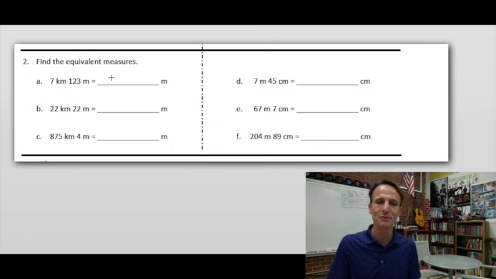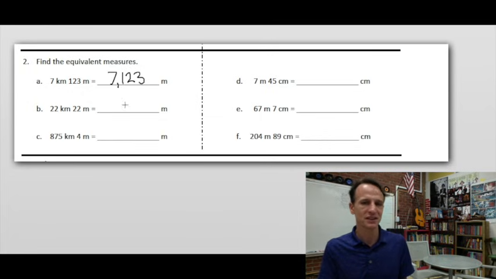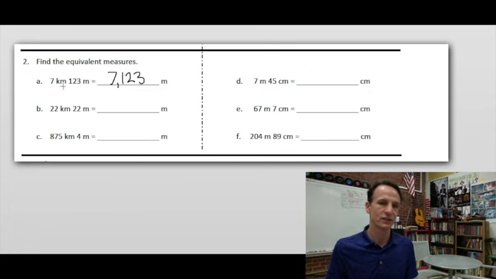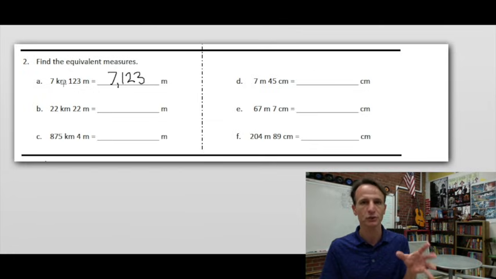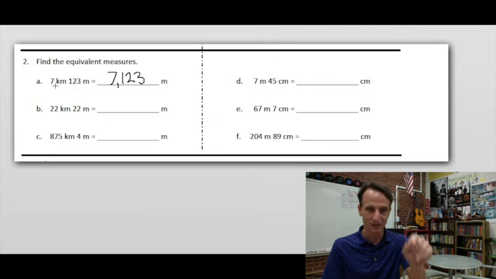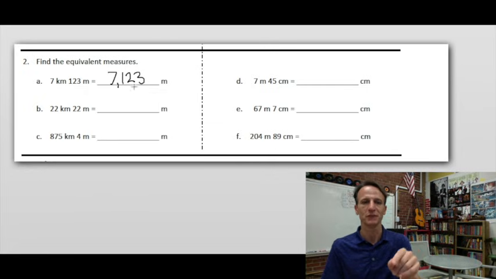And now the 7 kilometers, we already know from up above, is 7,000 meters. And putting it together with the 123 meters, so you see how that works? 7 kilos, 7,000 meters. In fact, if you read that kilo prefix as thousand, you literally have here 7,000 meters, 123 meters. 7,123 meters. All right, now the rest will be easy for you.